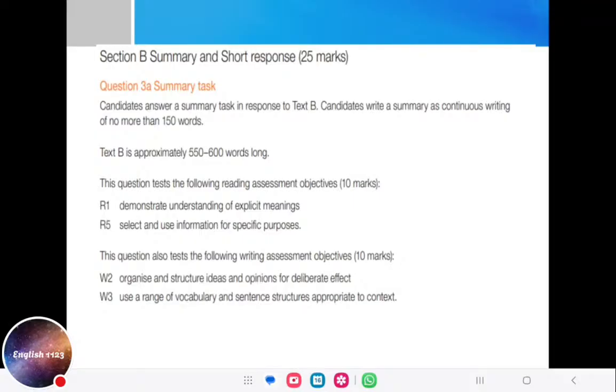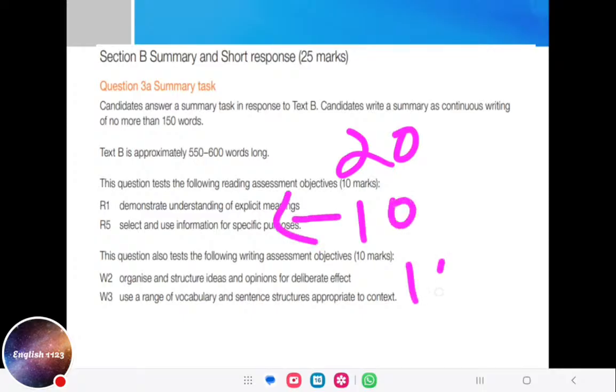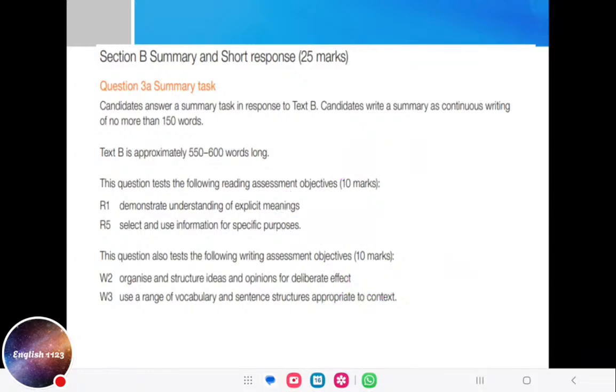Now, summary writing has 20 marks, 10 for reading and 10 for writing. So what are the reading objectives? Demonstrate understanding of explicit meaning and select and use information for specific purposes. So there are two objectives related to the summary writing task in the reading part: you have to show understanding of explicit ideas, and you have to select and use the information for writing a summary.